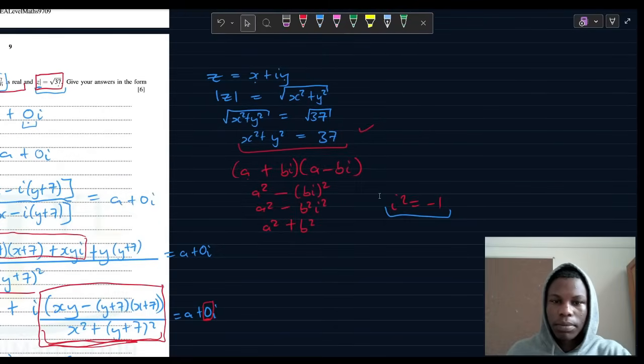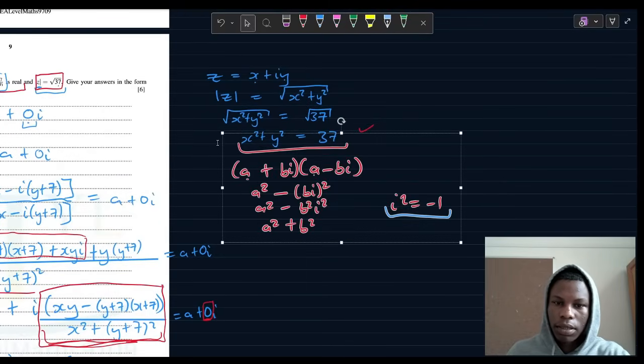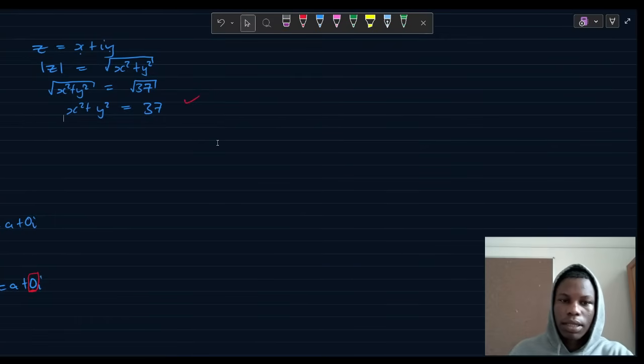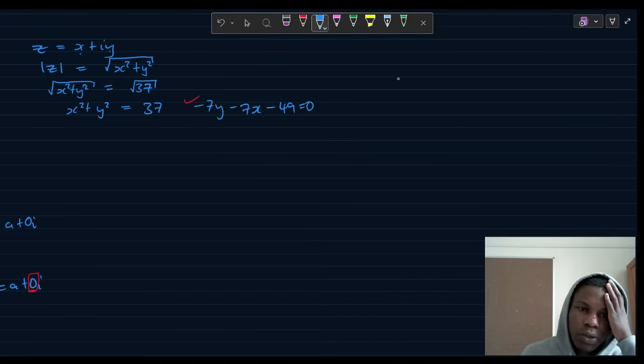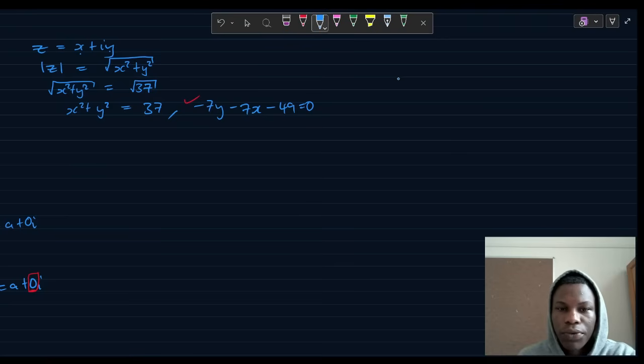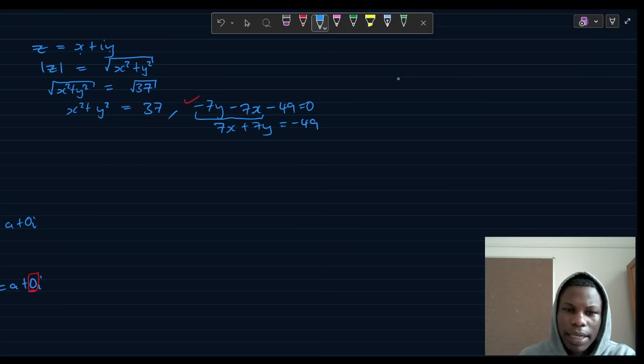And if we come back to the top here, notice that we now have our two equations in terms of x and y that we can solve simultaneously. So if we start with the second equation here, we can rewrite this as 7x plus 7y is equal to minus 49. So just moving these two to the other side. And so let's make x subject of the formula. 7x is minus 49 minus 7y, divide through by 7.